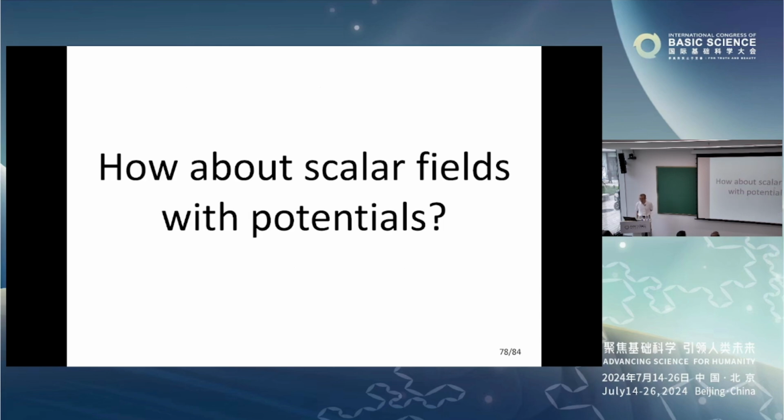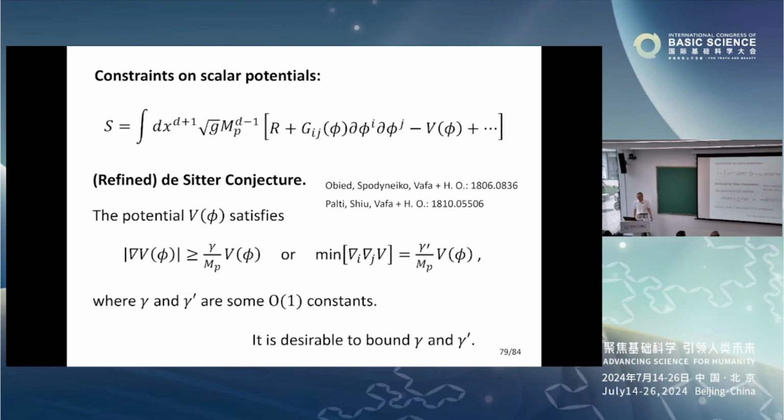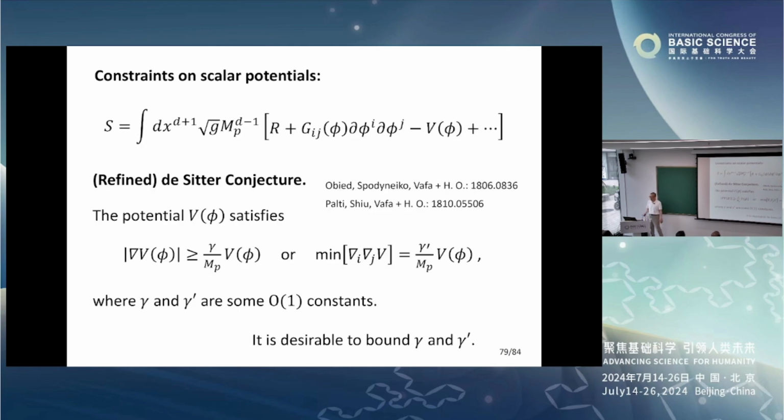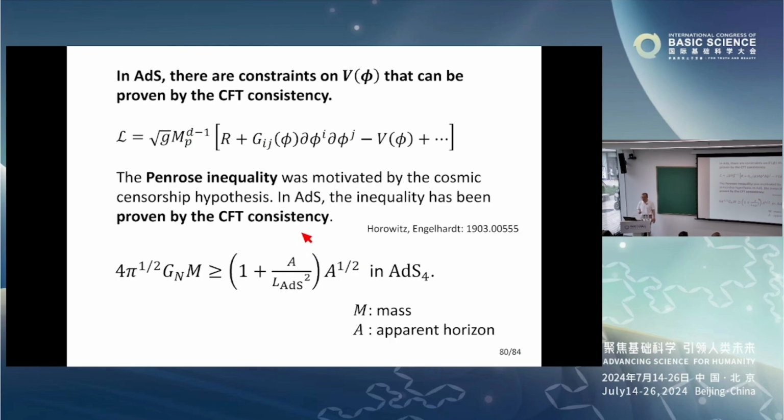Now, in the remaining 5 minutes, I'd like to say a little bit about scalar fields with potential. This is not my work, but it is so interesting that I would like to tell you about it. So far, for example, in the distance conjecture, we assume that there is no potential. But supposing you have a potential, then for example, Cumrun Vafa and my collaborators have some conjecture about it, and it will be interesting to see whether some of this is true. But there's actually something you can derive from first principles in the context of the AdS/CFT correspondence.